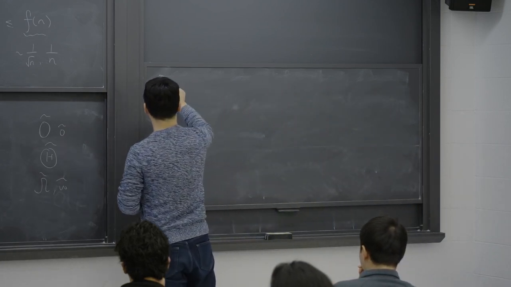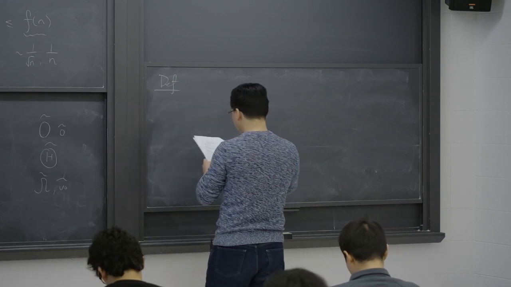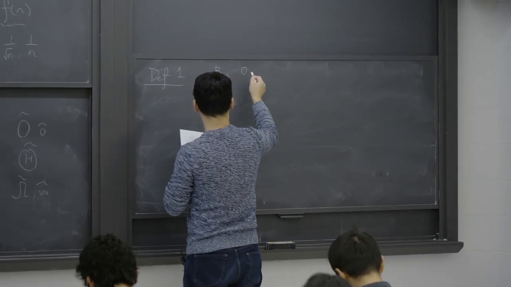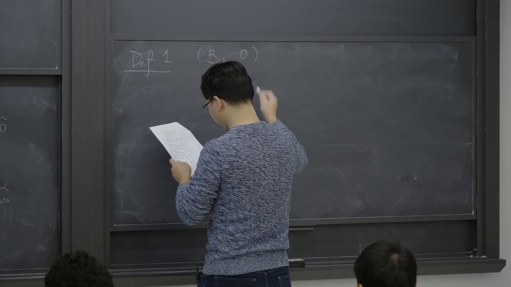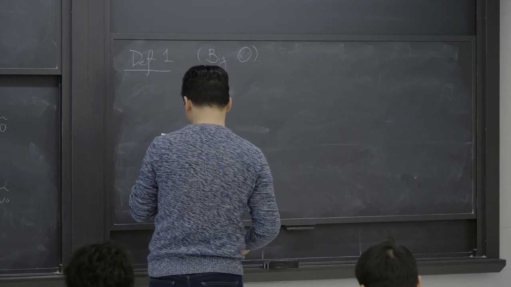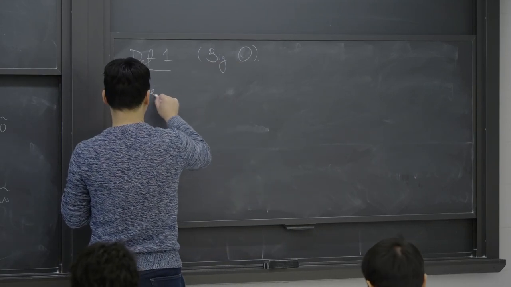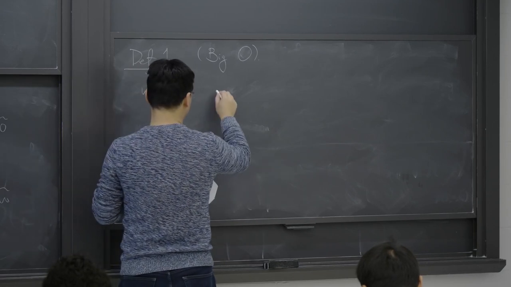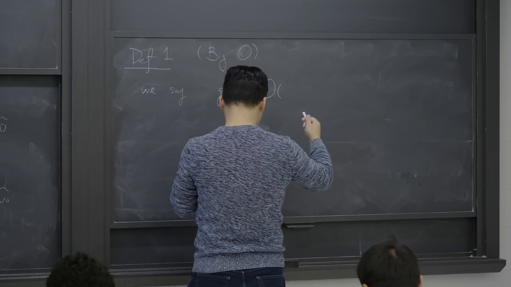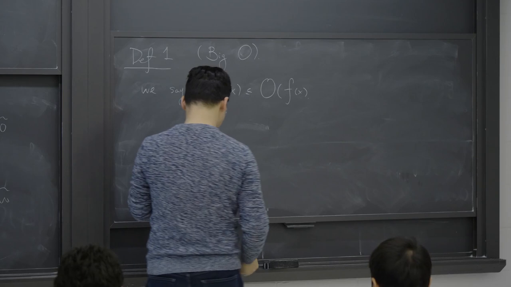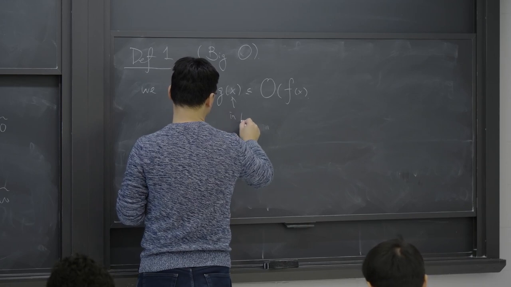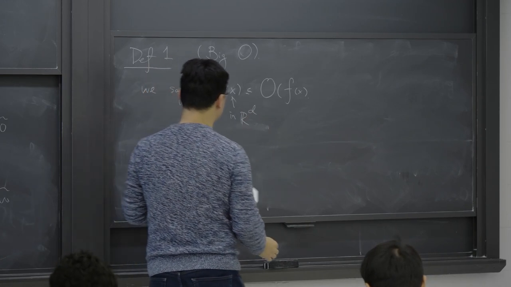Okay. So rigorously, we will define the big O notation. We say that g(x) is less or equal to some big O of f(x), where for generality, we say this x is a vector in R^d. So this is not a scalar. This is a vector in R^d.